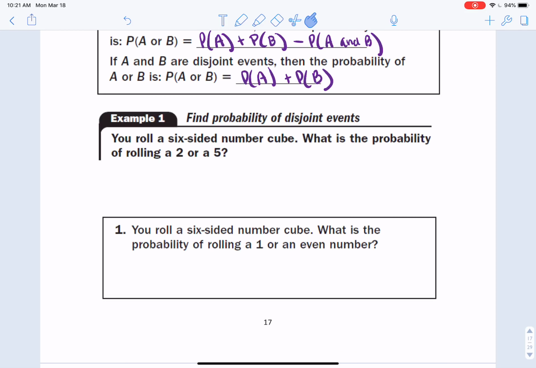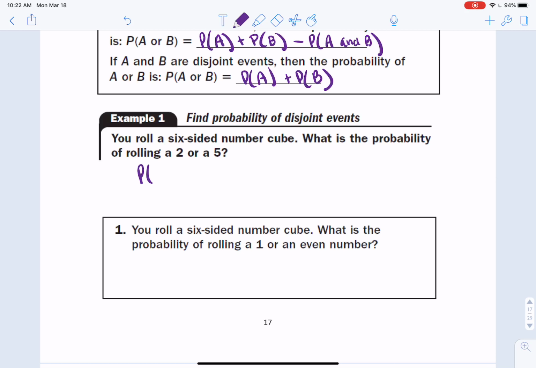We're going to start with just disjoint events. So when we think about disjoint events, remember, again, this is two events that don't have an outcome in common. So this problem here says you roll a six-sided number cube. What is the probability of rolling a 2 or a 5? So this is disjoint because it's still the same idea. We're rolling a number cube, but they're not overlapping in any way.